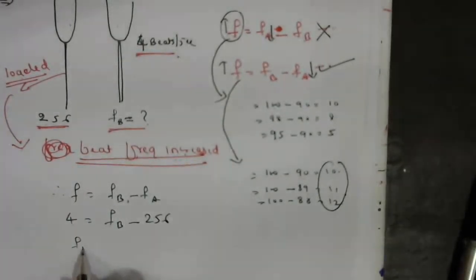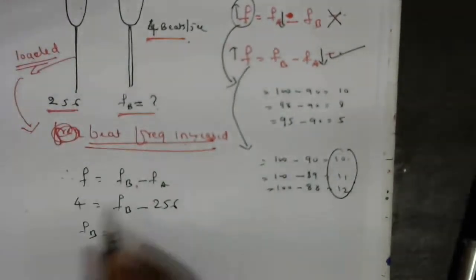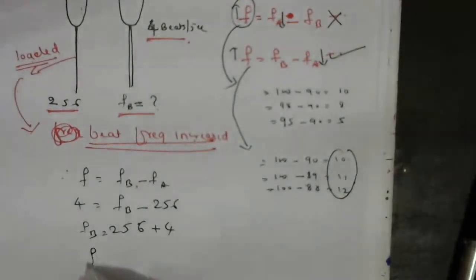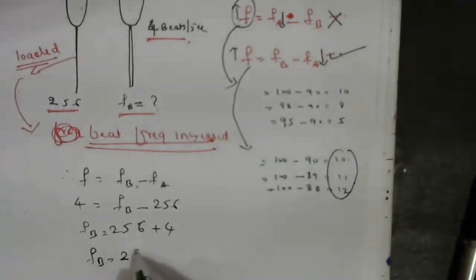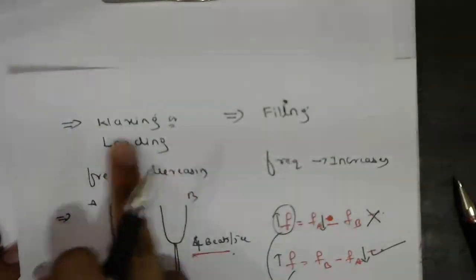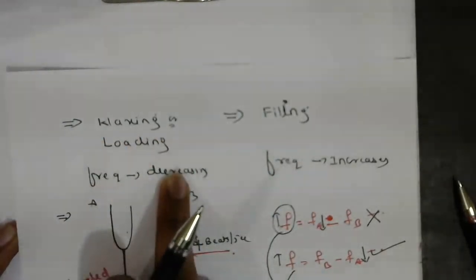Now we are going to find FB. FB is equal to 256 plus 4. FB is equal to what? 260. Yes, one more numerical I'll solve. Just the concept to remember here. Just remember these two. It is enough. Loading: frequency decreases. Filing: frequency increases.